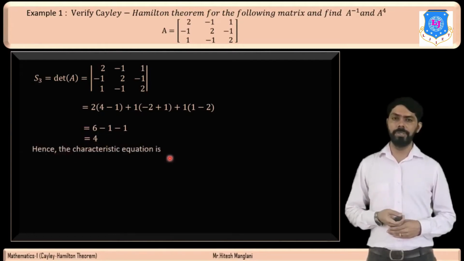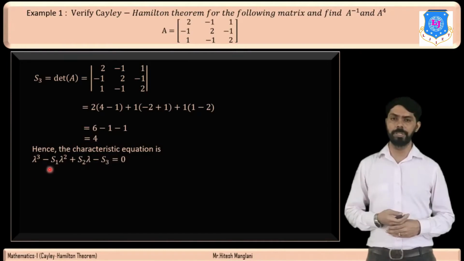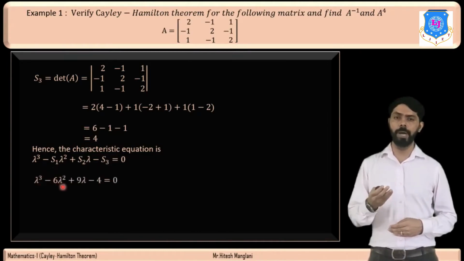Now we know that the characteristic equation for a matrix of order 3 is given by lambda cube minus S1 lambda square plus S2 lambda minus S3 is equal to 0. Now we will put the values of S1, S2 and S3 in this equation. So it will be lambda cube minus 6 lambda square plus 9 lambda minus 4 is equal to 0. So this is the characteristic equation.